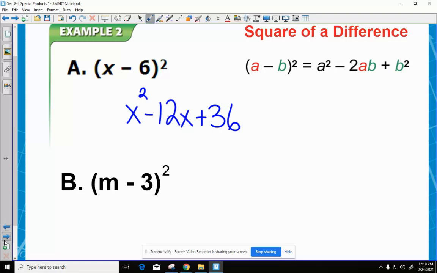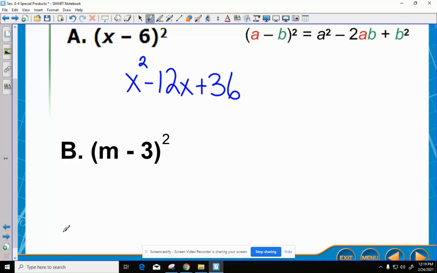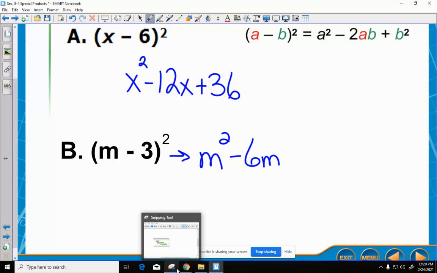Okay. Last one? Logan, what do you got? M to the second minus what? 6. How about m? But all right. Got you. Plus 9. Very good. Is that all? Well, I told you there were 3. Clearly, that's 2.